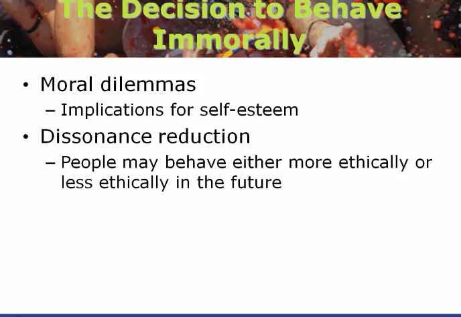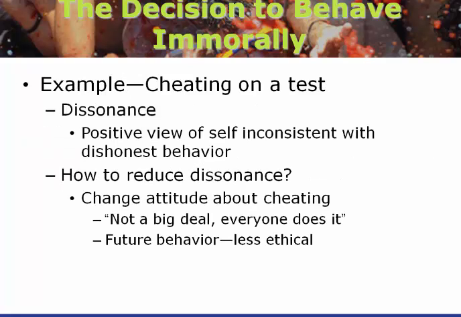And as we said, there are 3 ways that you can reduce dissonance, right? Change the behavior, change the belief, or keep the behavior, keep the belief, and add a new justifying cognition. So any of those 3 will reduce your dissonance, but the one that you choose will influence your future behavior, right? Perhaps making you more or less ethical in the future. And we're going to go through an example here to help illustrate this. So let's talk about cheating on a test, because that's relevant to you guys in college.